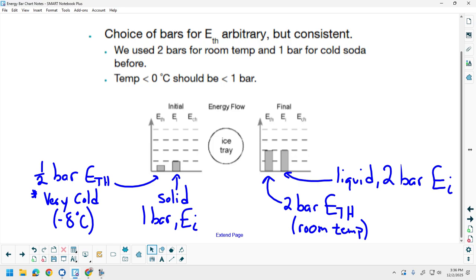Afterwards, we know that it's turned into a liquid. So the interaction energy needs to be 2 bars. For thermal energy, it also is now at 2 bars, showing that the thermal energy increased because the temperature increased. So we can see from the initial to the final, this system has gained energy.